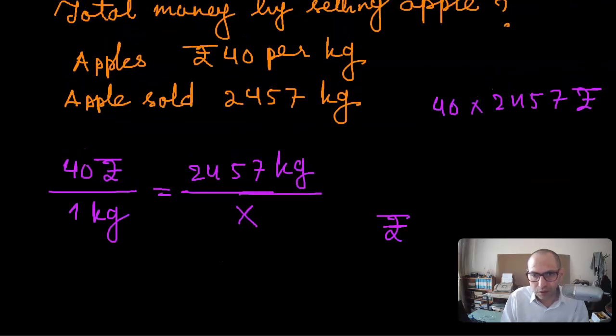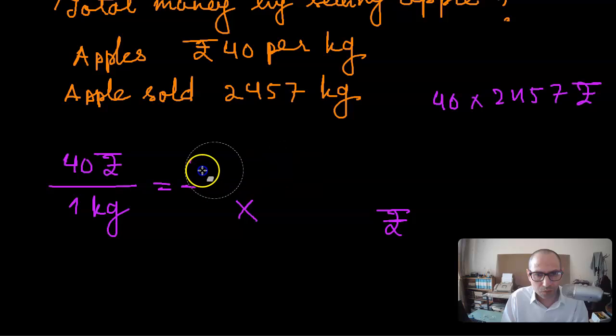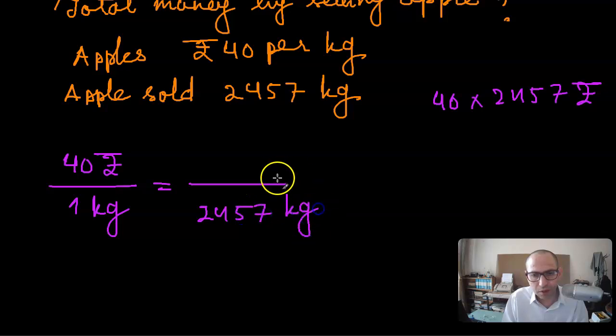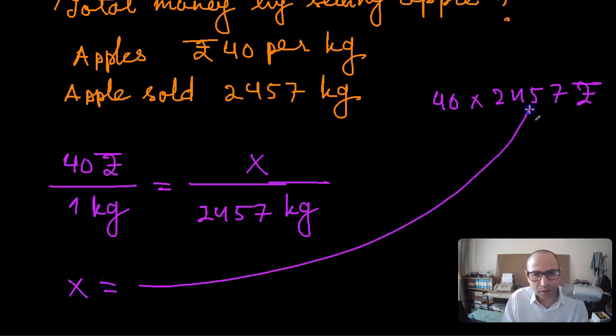So now this way, I'm going to set up my proportion correctly. I'm going to write 40 rupees per 1 kilo is the same thing as 2,457 kilogram, and then put my x over here. And as we calculated, x is the same thing as this thing over here, right? So that's essentially all about that.